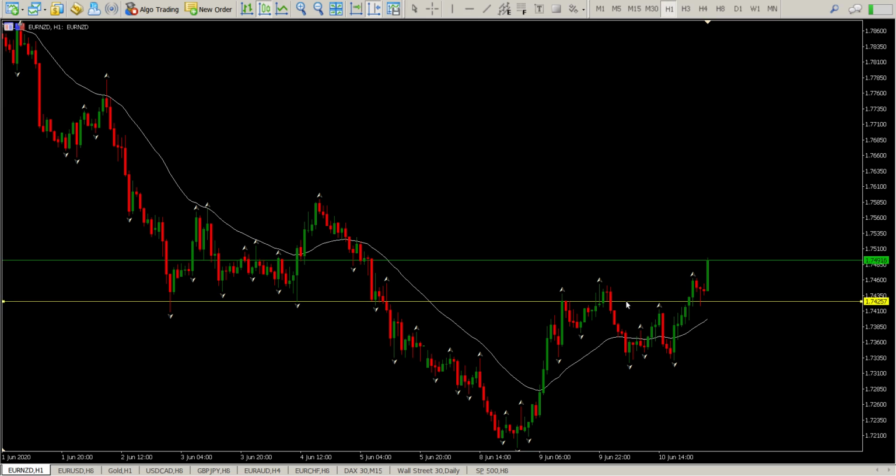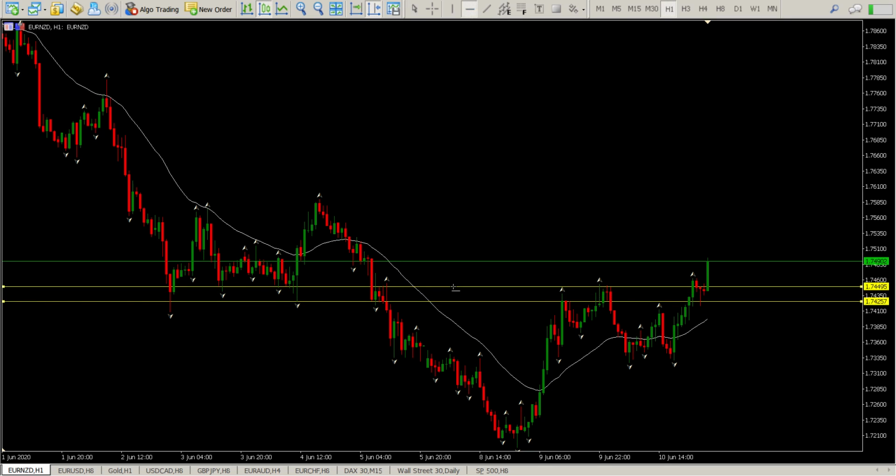I'm just going to do this because there's quite a bit of interaction between these two areas here. So we've got the break underway right now. I'm looking for the retest. So we're looking for a retest of 174.495 all the way down to 174.257. That's the area we're looking for a retest at the moment.